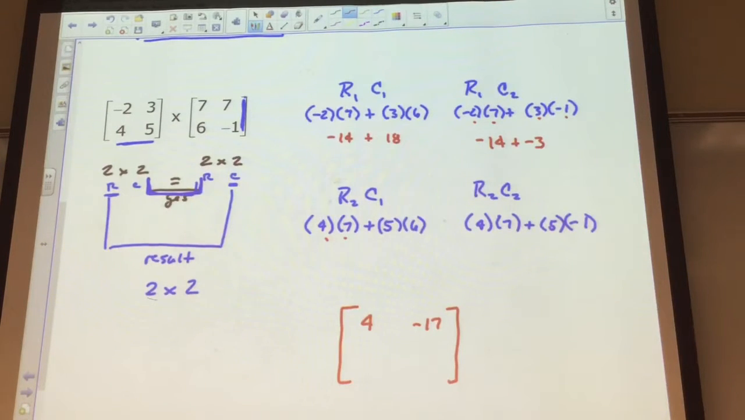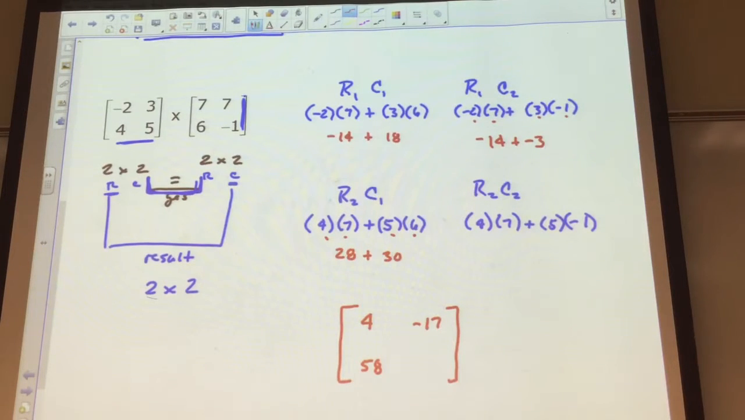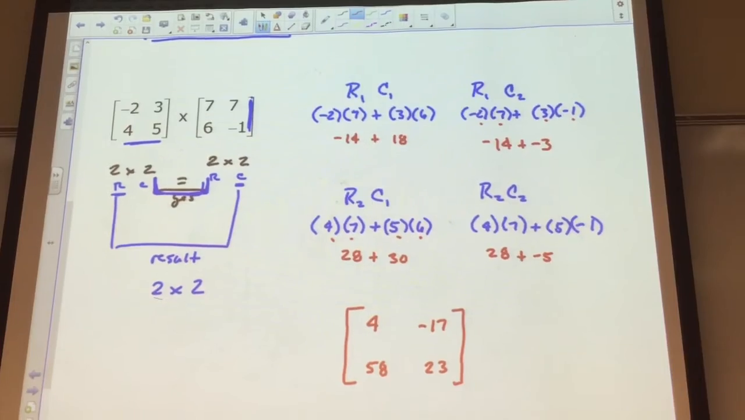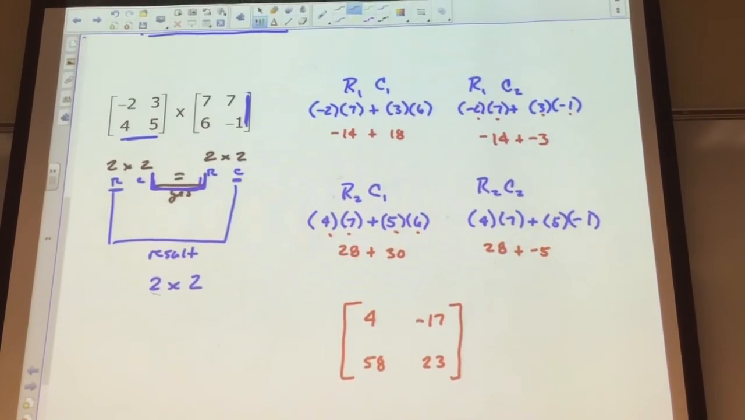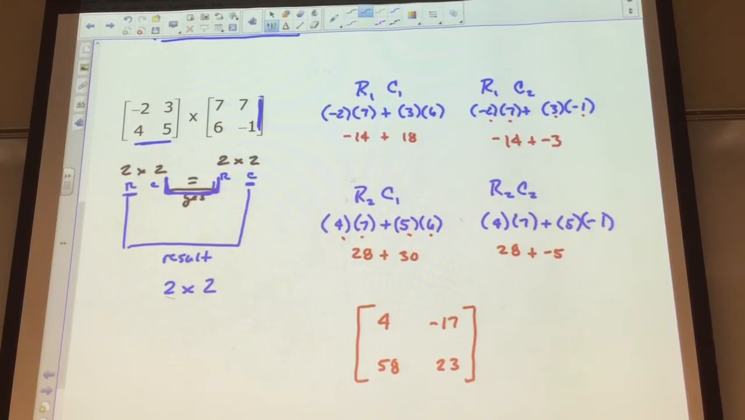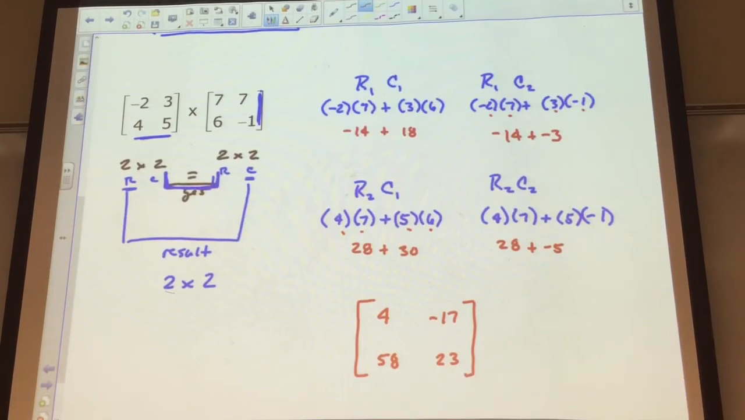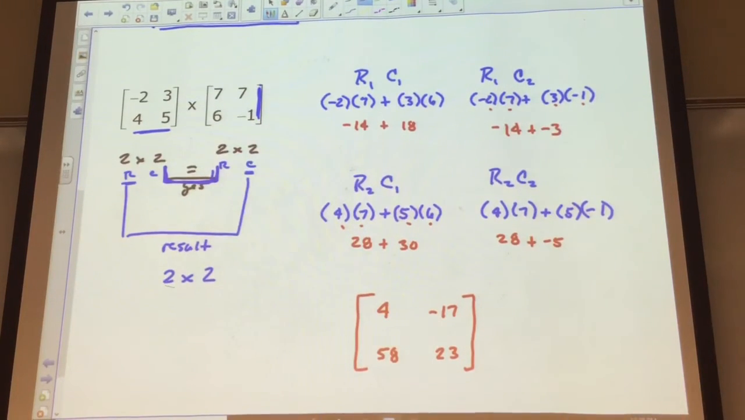4 times 7 is 28. 5 times 6 is 30, leaving me a 58 in the lower left-hand cell. 4 times 7 is still 28. 5 times a -1 is a -5, leaving me 23 in the lower right-hand cell. This process of multiplication is more tedious and I would encourage you to check it on the calculator. That would mean you'd put in matrix 1 as a 2x2, matrix 2 as a 2x2, and you'd proceed.